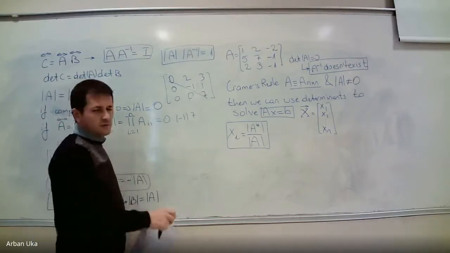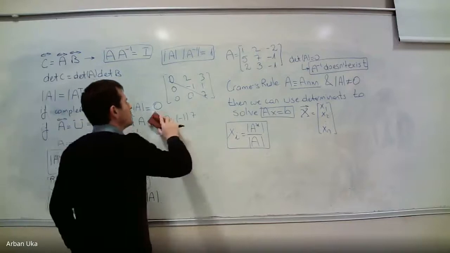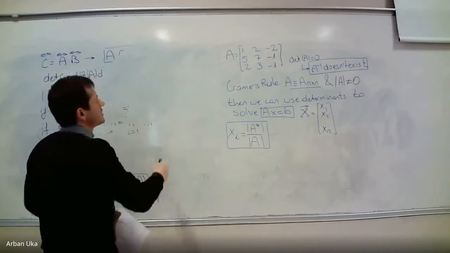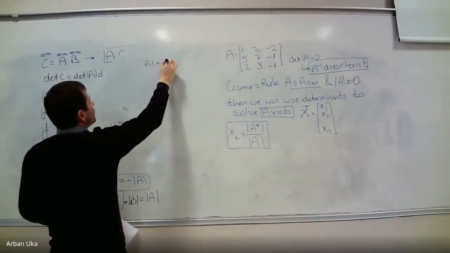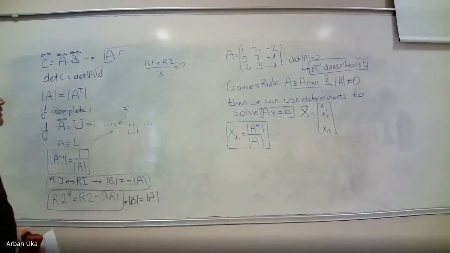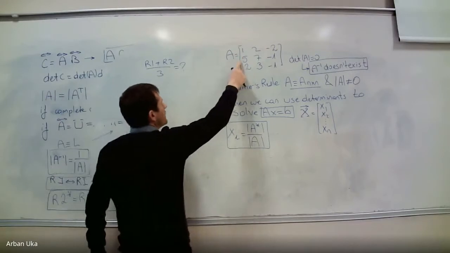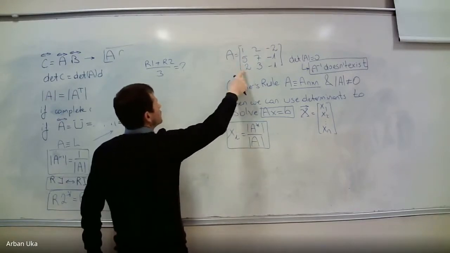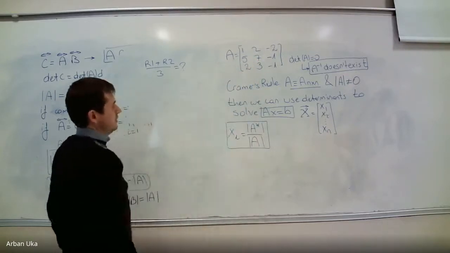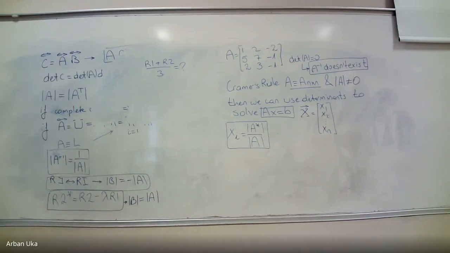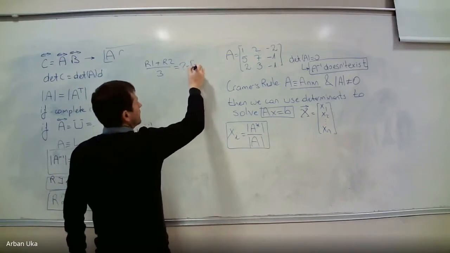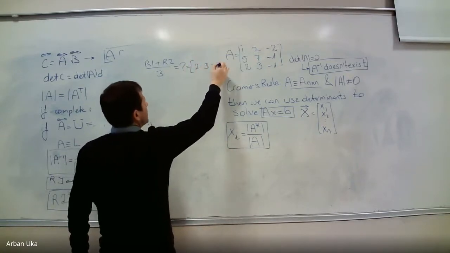But how could you notice this? We can notice the following. What happens if you add row 1 plus row 2, divided by 3? Can you check this? You have row 1 plus row 2 divided by 3. You have 1 plus 5, 6, divided by 3 is equal to 2. 2 plus 7 is 9, divided by 3 is 3. Minus 2 minus 1 is minus 3, divided by 3 is minus 1. So this is going to be equal to 2, 3, minus 1.